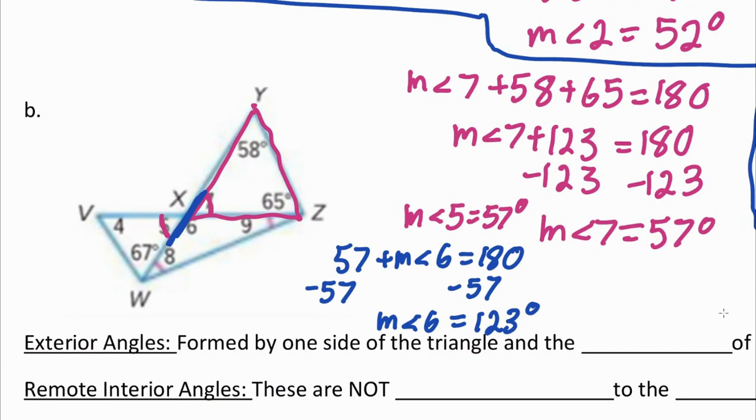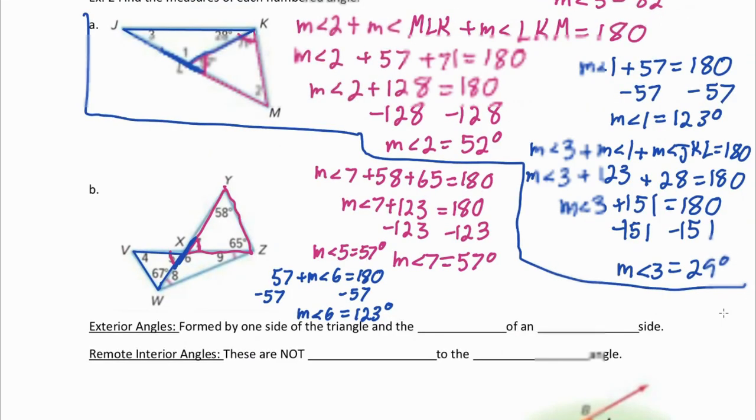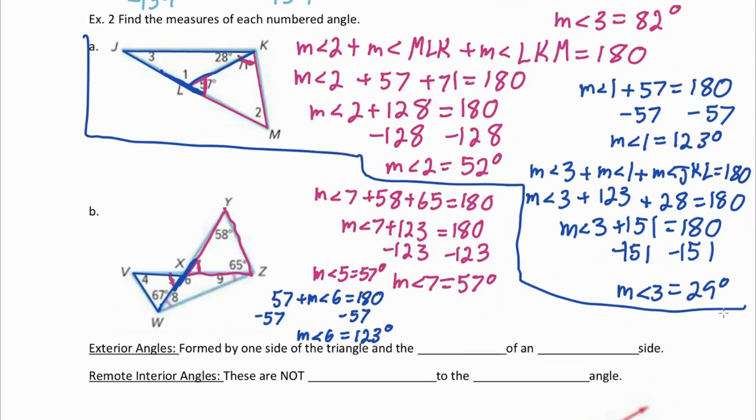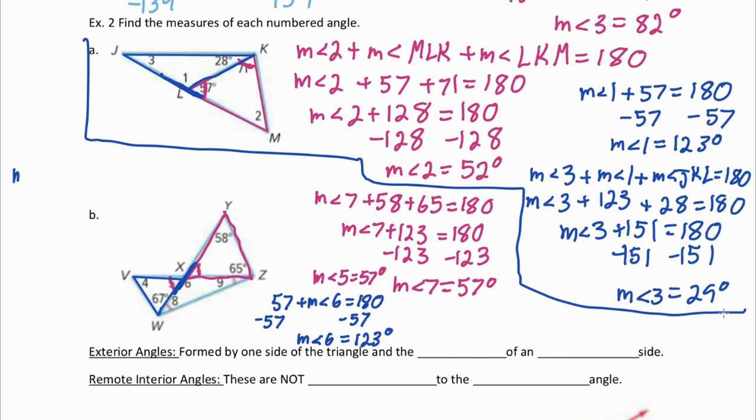But what we do have is a triangle over here, right? And we now know what 5 is, so we can kind of figure this one out. Because again, we have a triangle that sums to 180. So we don't know the measure of angle 4. That's okay.